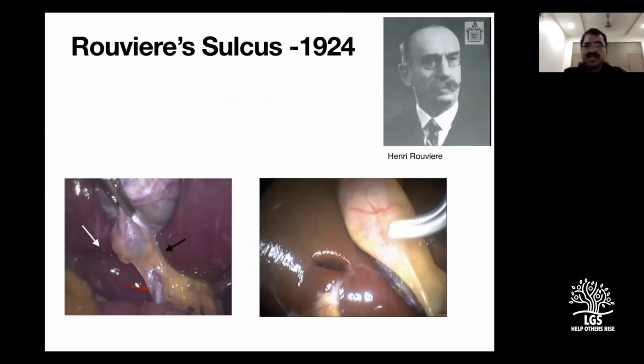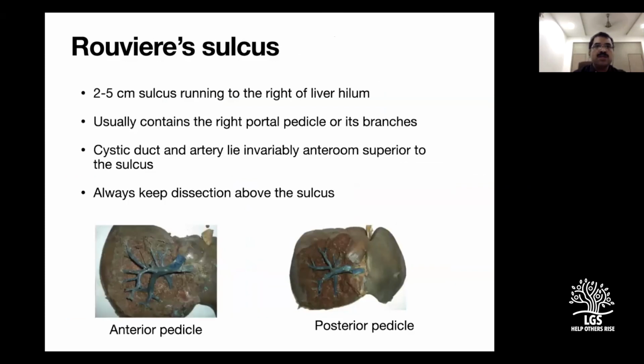The Rouviere's sulcus was described by Henri Rouviere in 1924. He was a French anatomist. So during laparoscopic cholecystectomy, identification of Rouviere's sulcus is very important. Never go very close to this sulcus. It is a 2 to 5 centimeter sulcus running to the right of the liver hilum. It usually contains the right portal pedicle or its branches. The cystic duct and cystic artery usually, or invariably, lie anterior to and superior to the sulcus. Always keep the dissection above the sulcus.